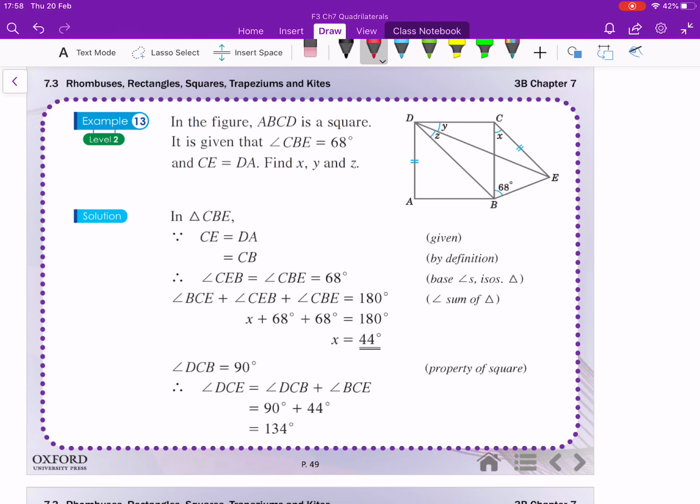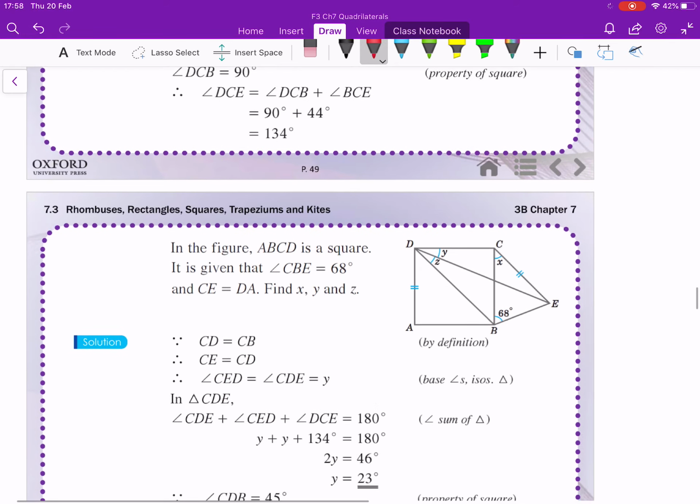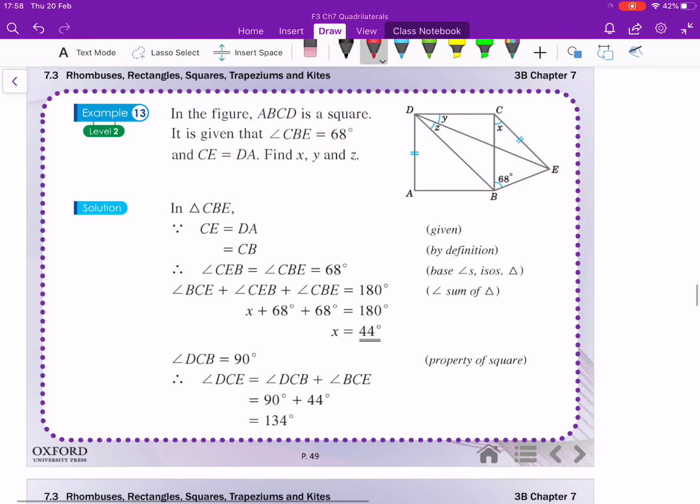Okay, next example again. This one is a bit complicated, quite long. You have a square, ABCD is a square. By the definition of square, we know that these 4 sides should have equal length, so I color them in red. And then we have that angle at 68 degrees, and CE equals ED. CE equals DA. DA is colored red, so I color CE red also to indicate that they have the same length. Find out X, Y, and Z.